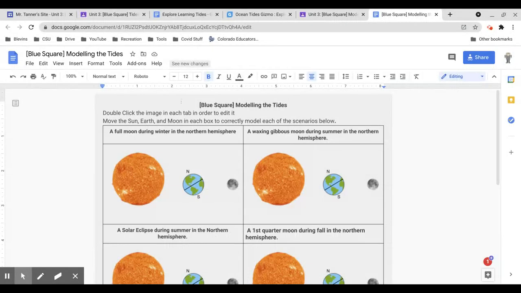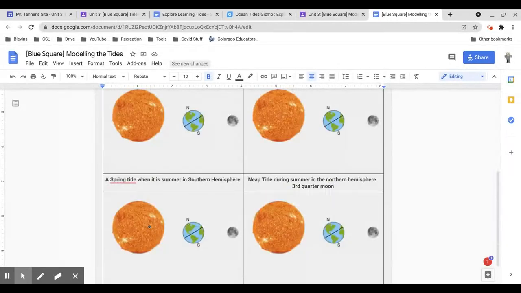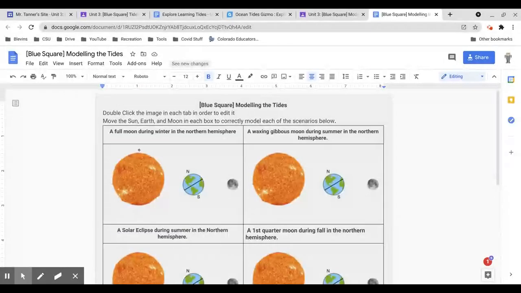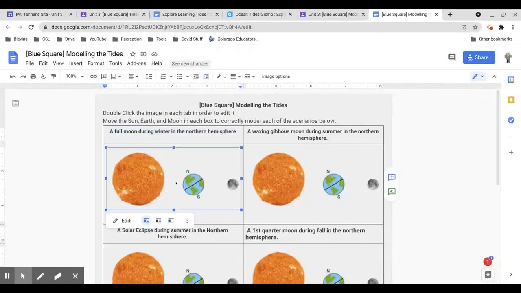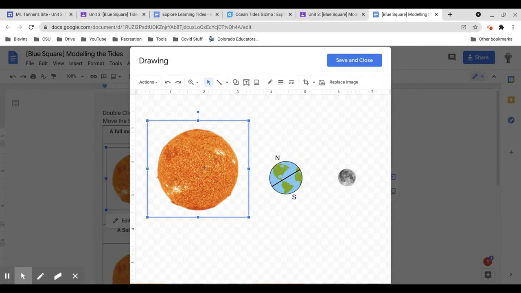And here's how it works. Each thing in here is just a stock picture of the sun, the earth, and a moon. And then each cell gives you a description. So in this first one, it says you need to model a full moon during winter in the northern hemisphere. To edit each picture, you just double click and it opens up the drawing that I've made. And you just move these objects around. You just click to drag them so it represents it. So we need a full moon in the winter in the northern hemisphere.